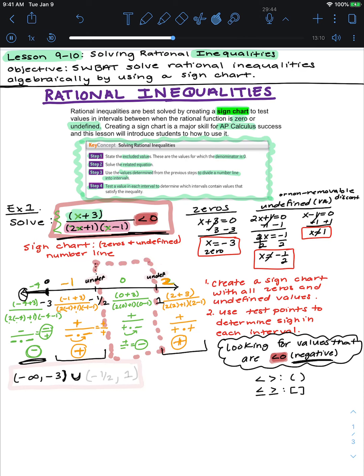So I'm going to put the union right here, and I'm going to go from -1/2 to +1. And now these both are going to have parentheses because these two values are undefined, meaning they're asymptotes, and asymptotes cannot be included, so therefore you have to use parentheses. And that right there is your answer. Okay?